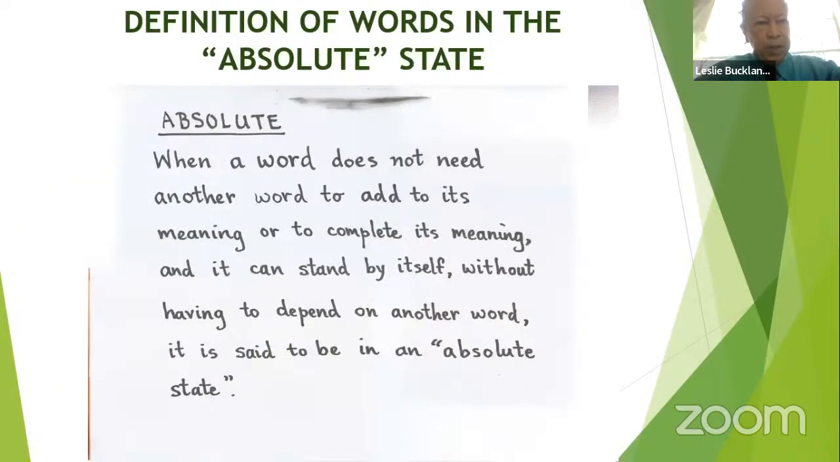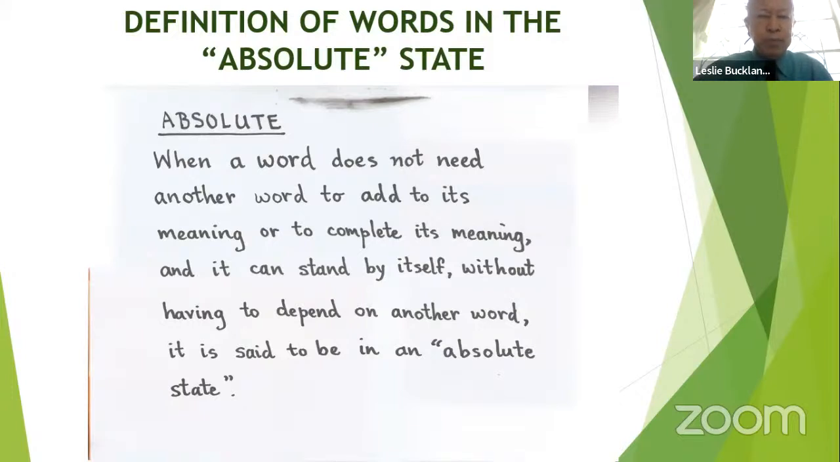Okay, first of all, let us look at the meaning of words in the absolute state. The word absolute. When a word does not need another word to add to its meaning or to complete its meaning, and it can stand by itself without having to depend on another word, it is said to be in an absolute state. Let me give you some examples in English before we get into the Hebrew.